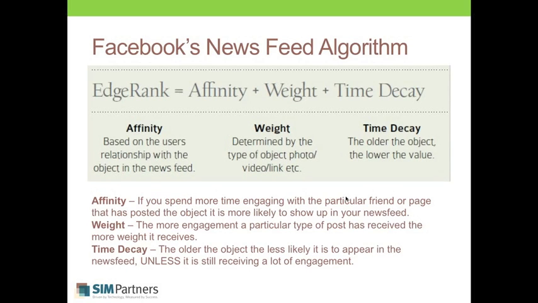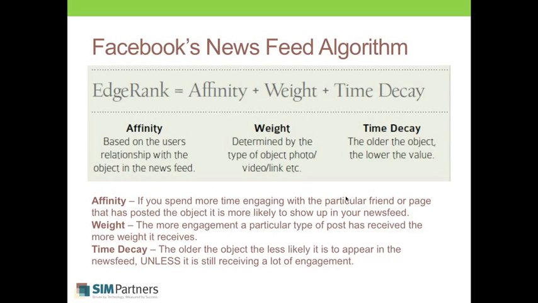When we talk about the newsfeed algorithm for Facebook, it used to be called EdgeRank, and they don't really refer to it as that anymore, but they use over 100,000 different weighted elements to determine what comes up in that newsfeed. Everything really boils down to these buckets: affinity, weight, and time decay.